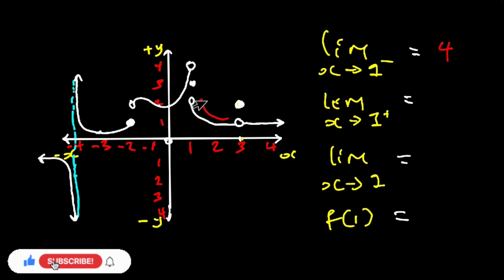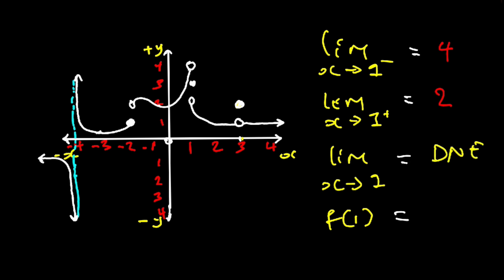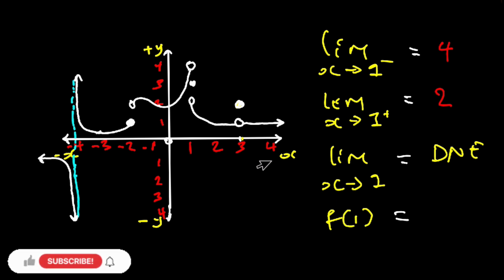We're going to follow this curve here. You see that we have a hole here, which is a point of discontinuity. Let's trace the y value. If you trace it, you see that the answer is 2. Now, since this value and this value are not the same, we say that the limit as x approaches 1 does not exist.